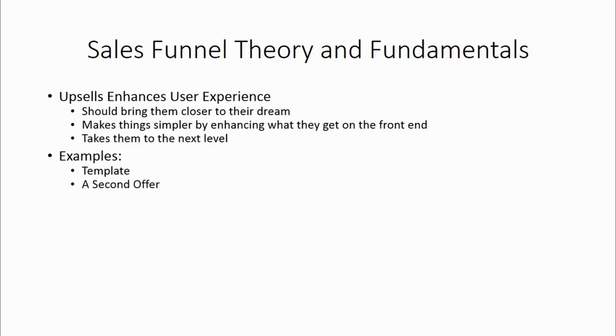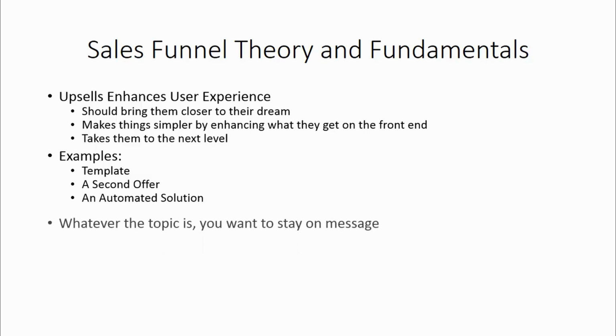A second offer, so in some cases where you are selling perhaps PLR, where their primary motive is to generate profit with the front end, you can give them another offer to double their profit. You can give them an automated solution. So where in the front end, you taught them how to solve a problem, and then in the back end, you give them some kind of automated or software solution that will help them to speed up the process.